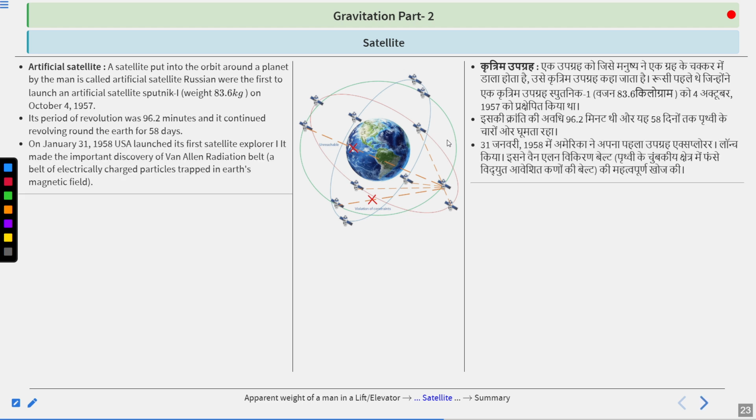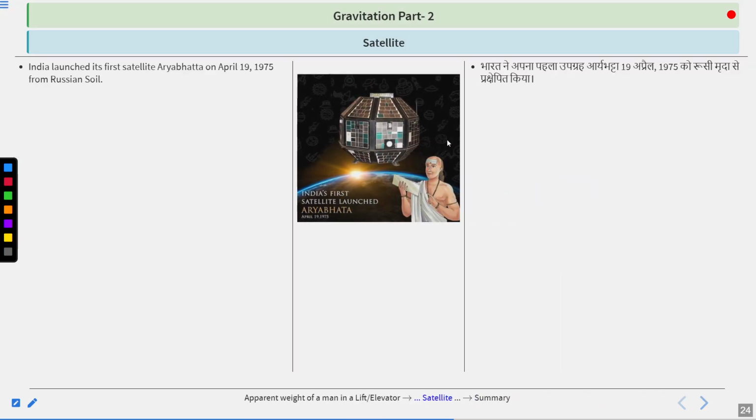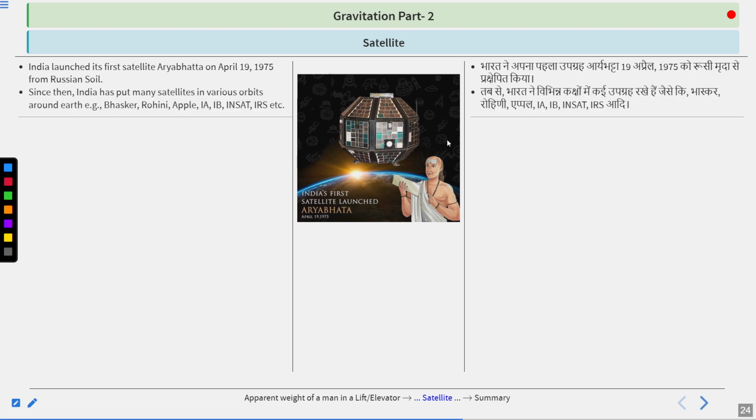On January 31st, 1958, the United States of America launched its first satellite, Explorer 1, which made the important discovery of the Van Allen radiation belt, a belt of electrically charged particles that is trapped in Earth's magnetic field. India launched its first satellite, Aryabhata, on 19th April 1975 from Russian soil. Since then, India has put many satellites in various orbits around Earth. Examples are Bhaskara, Rohini, Apple, IA, IB, INSAT, IRS, etc.